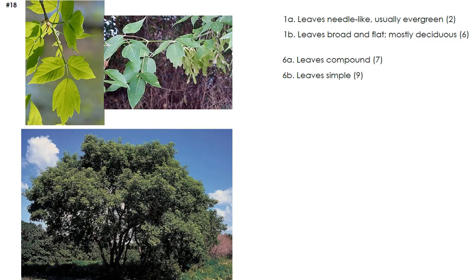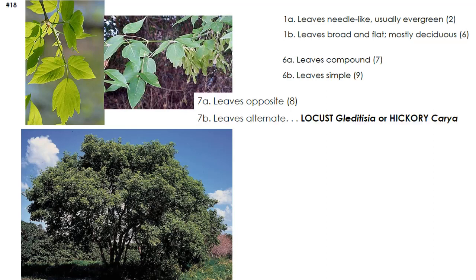That's usually the hardest part, trying to figure out if it's compound or not, but you can see where the bud is, and then the buds are not where the leaflets are. Leaves opposite or leaves alternate. And this looks very much like they're opposite. So leaves opposite, go to 8.